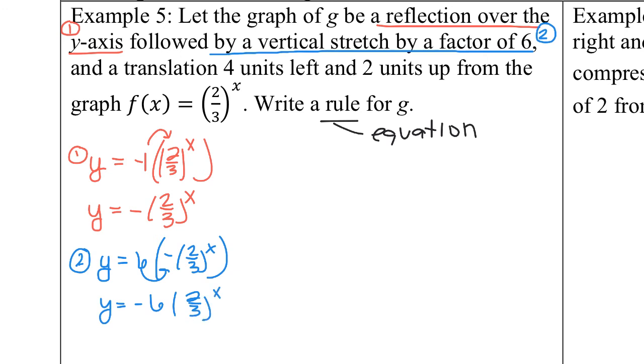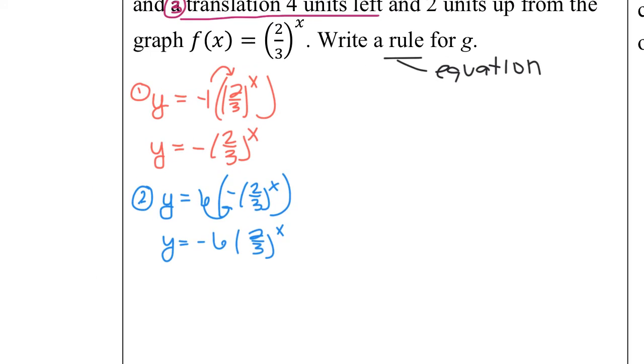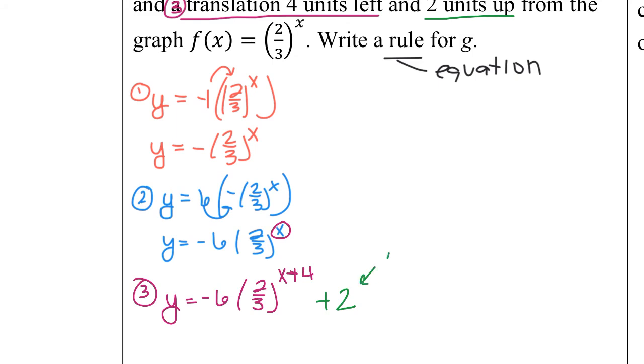Then it says a translation 4 units left. That's the third thing that happened. So 4 units left means that's my c value. So that's going to be up here inside the exponent. So y equals negative 6 times 2/3, and then if I go left, that really means I'm adding 4. And then the final thing that happens is it says 2 units up. Well, I can just tag that on the end here. This is step 4. So the final transformation equation is this guy.